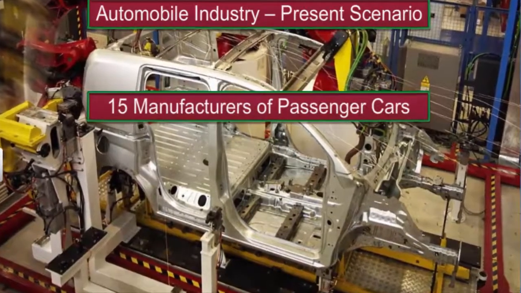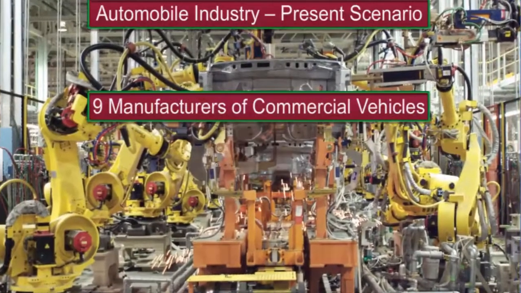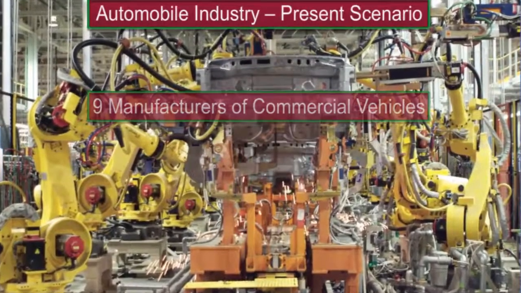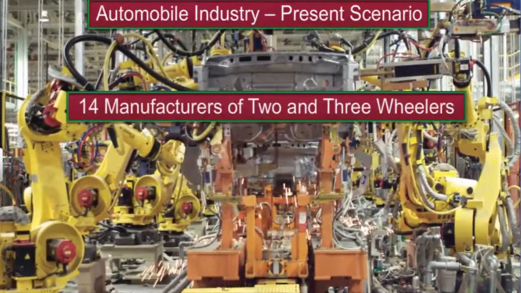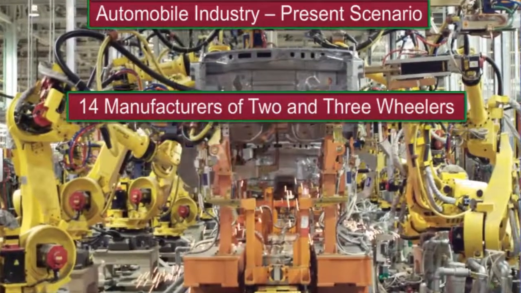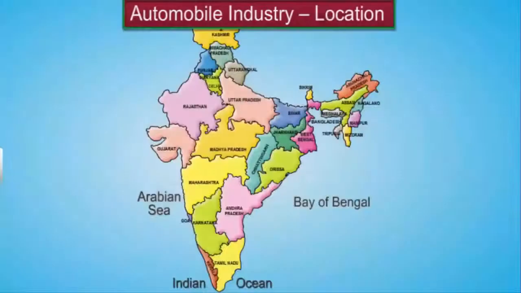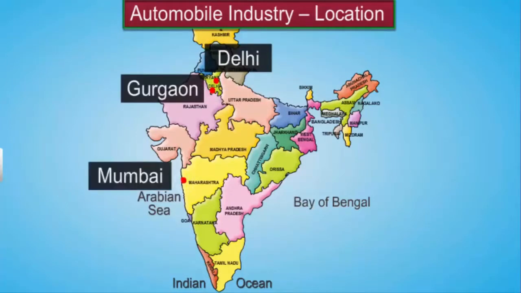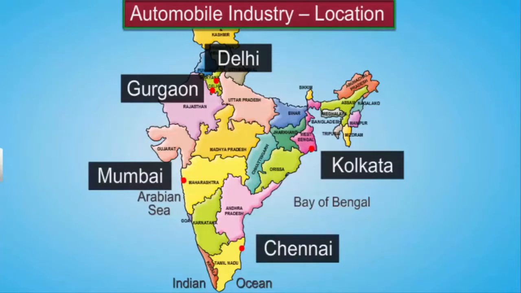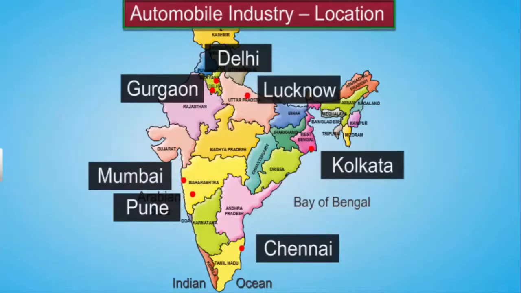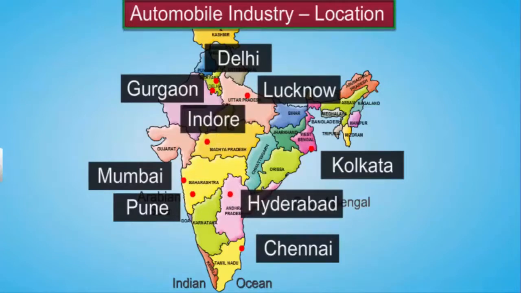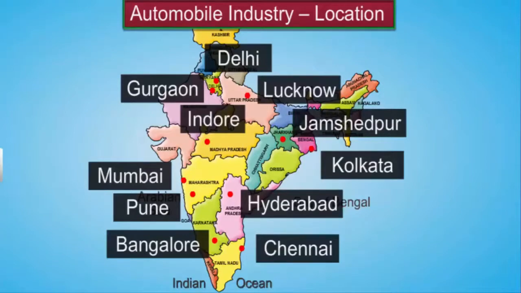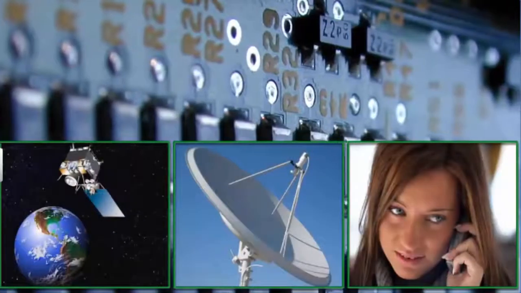At present, there are 15 manufacturers of passenger cars and multi-utility vehicles, 9 manufacturers of commercial vehicles, and 14 manufacturers of 2- and 3-wheelers in India. The main production centers of the Indian automobile industry are Delhi, Gurgaon, Mumbai, Chennai, Kolkata, Pune, Lucknow, Indore, Hyderabad, Bangalore and Jamshedpur.